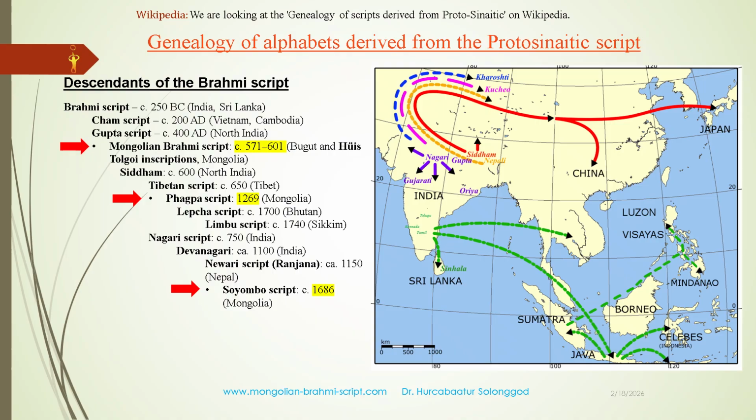Found in the Bugut and Khüis Tolgoi inscriptions. Later milestones in Mongolia include the Phagpa script in 1269 and the Soyombo script in 1686. This history showcases the enduring legacy of the Brahmi tradition in Central Asian culture.